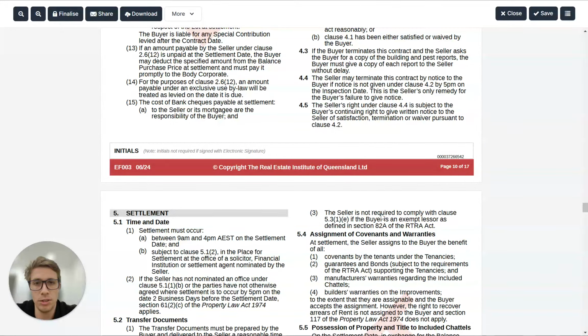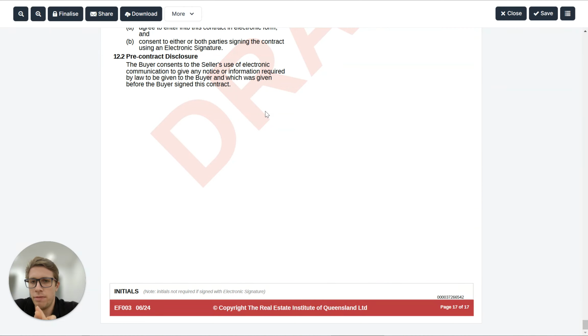And just remember, at the end of this contract, you need to have the pool safety certificate attached, if there is one, smoke alarm compliance, the disclosure statement, and the certificate of currency. So that's it. That's all done.